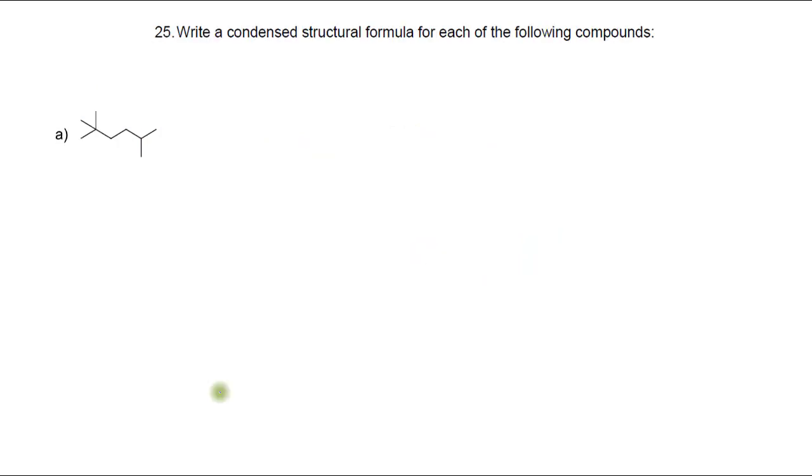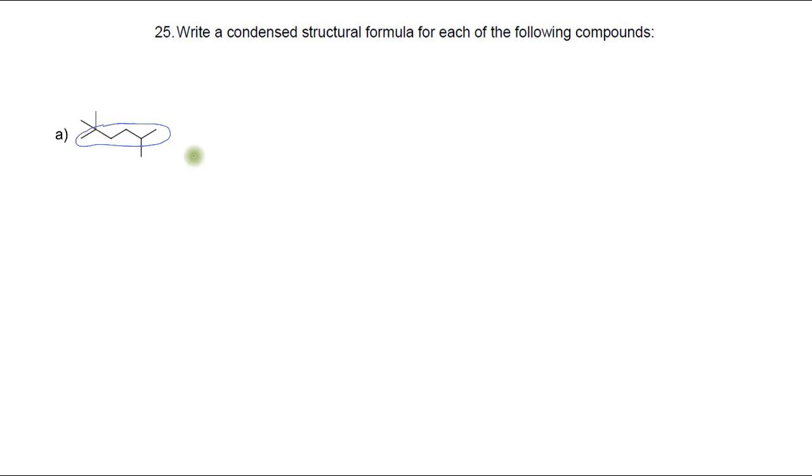Okay, so this one is: write a condensed structural formula for the following compound. So we're removing the bonds, so it's not quite the Lewis structure with all the bonds in between. We're going to write a condensed structure. And there's a couple of different ways to do them.